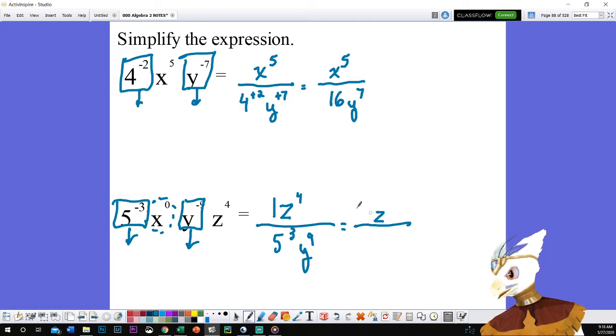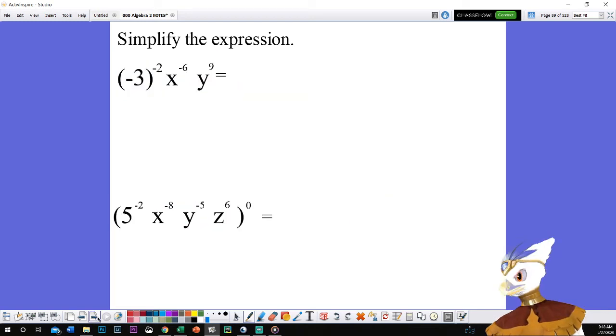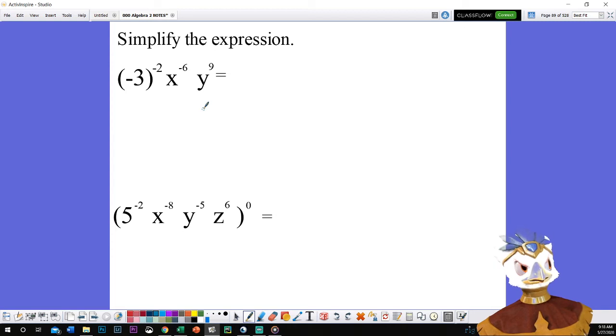Final step, you know that 1z to the 4th is just z to the 4th, so I'll leave that alone. 5 cubed, this is not 15, it's actually 5 times 5 times 5, which is 125. And that's your final answer. This one is also similar. Go ahead, try this one out. I'll be back in a minute after you try it.